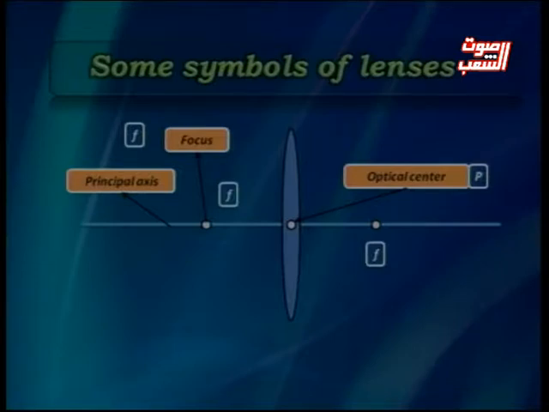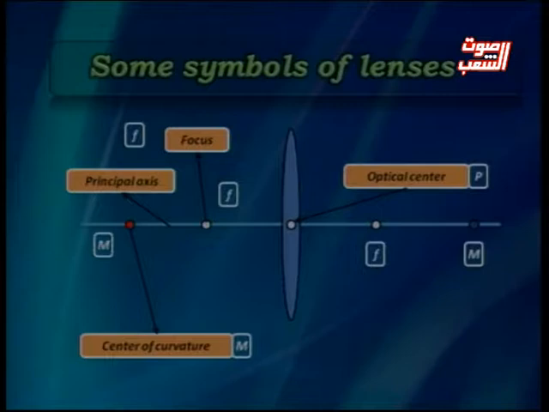So here we have the principal axis, the straight line that passes through the optical center, and the optical center is found at P. The symbol of the optical center is P, and this point is the midpoint of the convex lens or concave lens. After that we have M. What's meant by M? Center of curvature. How many centers of curvature do we have? Two. One on the left side and one on the right side. Why? Because the lens has two surfaces.